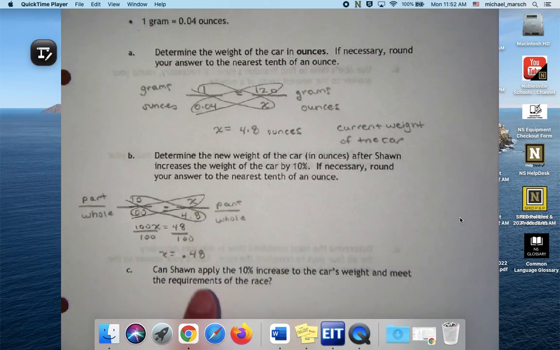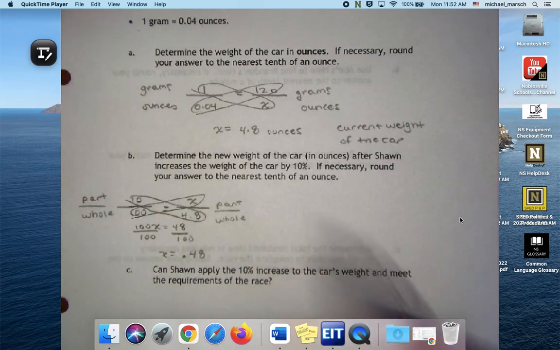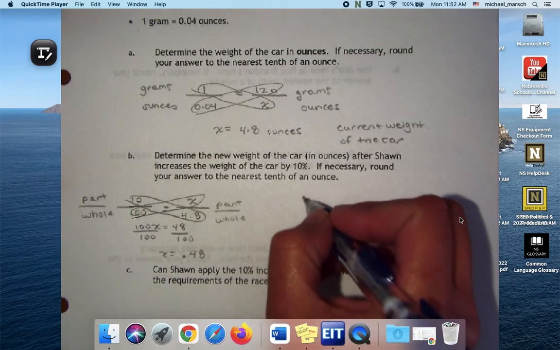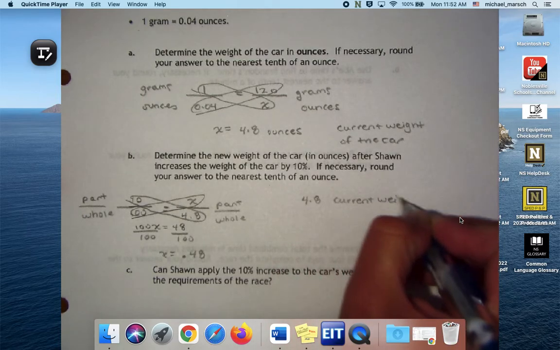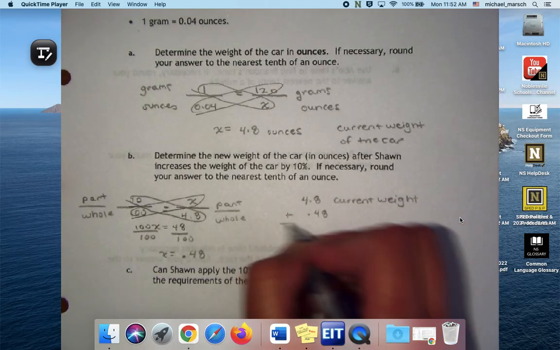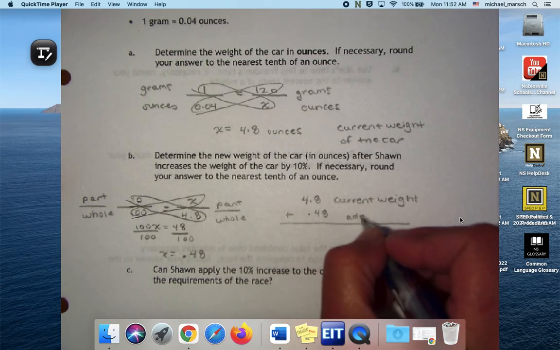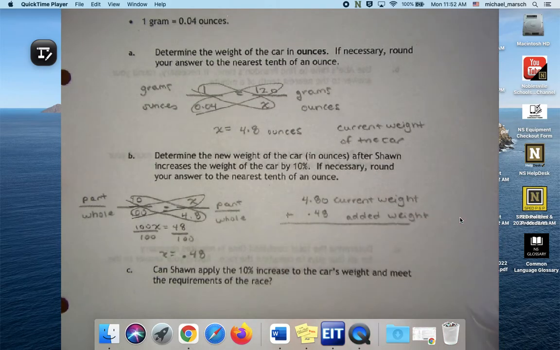What am I going to do with that number to find the new weight of his derby car? I'm going to add it, right? Just like if I was adding a tip or finding tax of something, right? I add that percentage because he's increasing it by an additional 10%. So I'm going to take the 4.8, the current weight of the car, plus 0.48, which is the added weight of the car. I'm going to sneak a little zero placeholder in there so that I can line up my decimals.